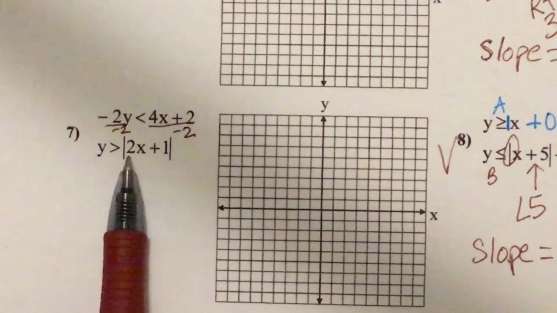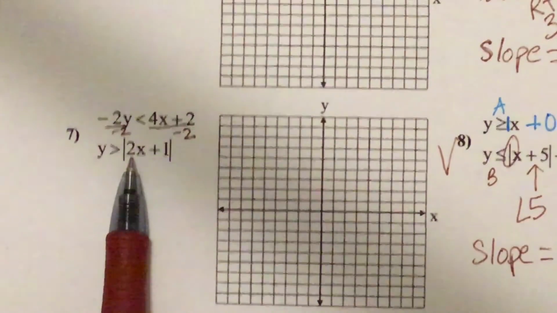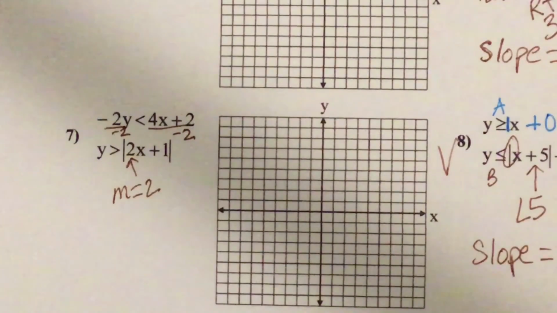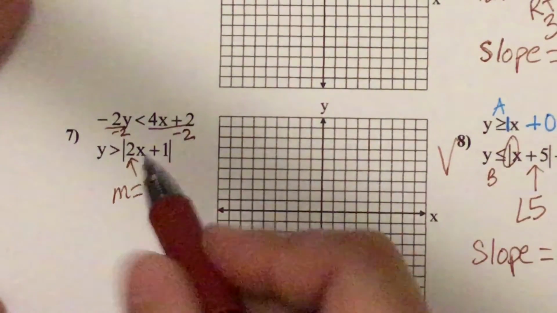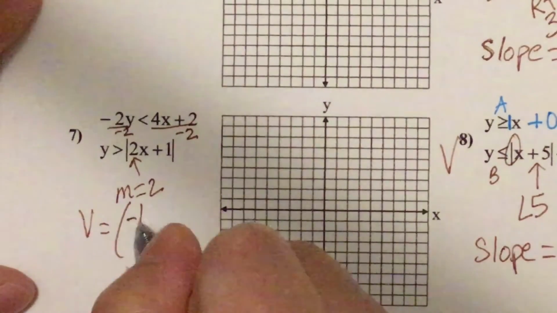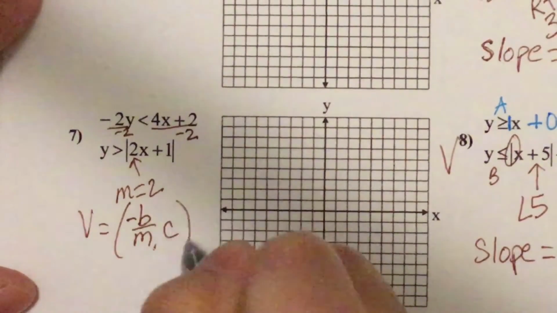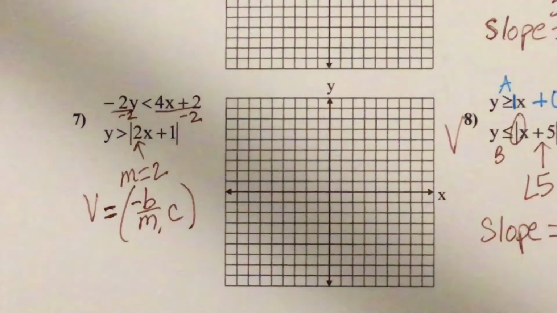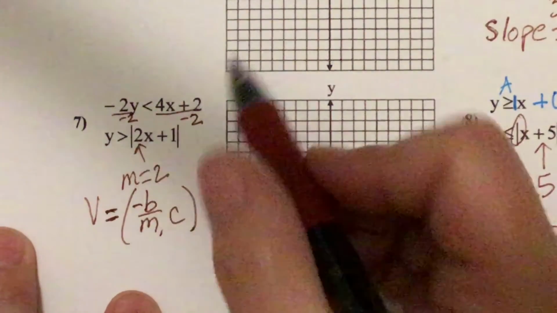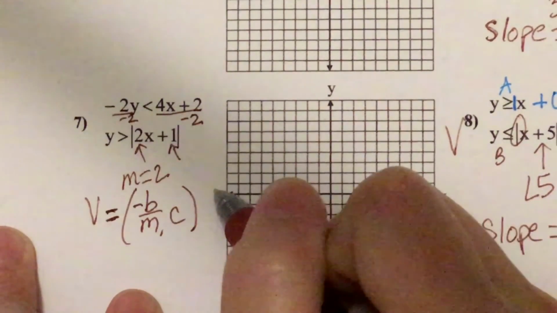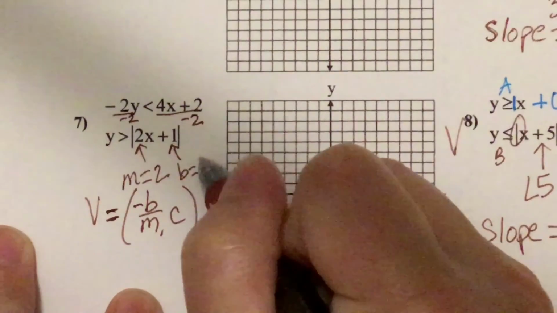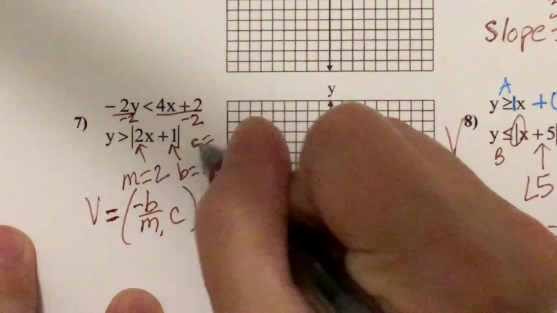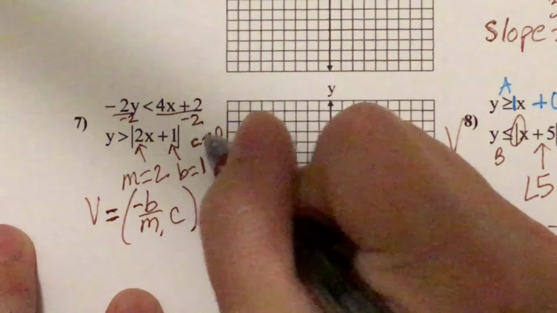Is your M a 1? Nope. My M is a 2. So since my M is a 2, I don't get to do the left, right, up, down rules. For this problem, I'd have to find the vertex with our formula: opposite of B over M, comma C. So let's just practice that. So M is the 2. Do you remember who the 1 is? That's your B. What about C? C is 0 because there's nothing added or subtracted to the problem.